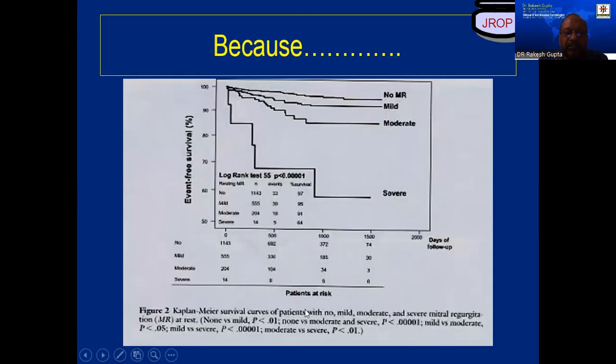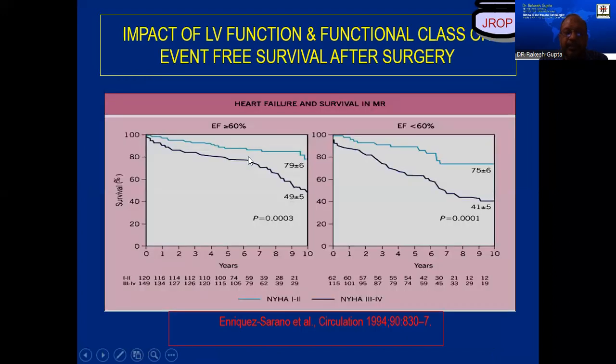Similarly, look at this graph, which is almost 20 years old. Event-free survival with no MR versus severe MR, with a follow-up period of almost 2000 days. Here is a follow-up of approximately 1 year, and this is a follow-up of approximately 3 years. So if we have severe MR, within 1 year almost 30% of the population has disappeared. Here, 40% of the population has disappeared, if we don't treat them at a proper time.